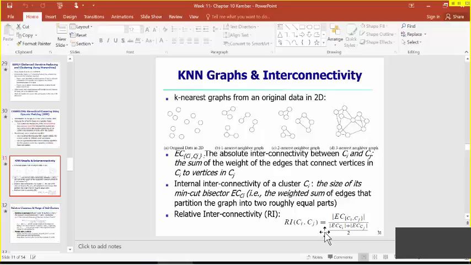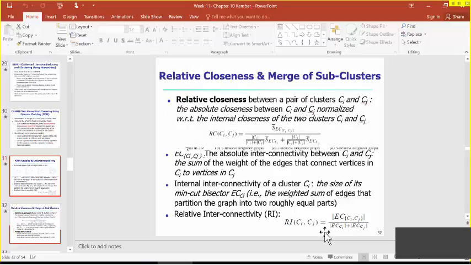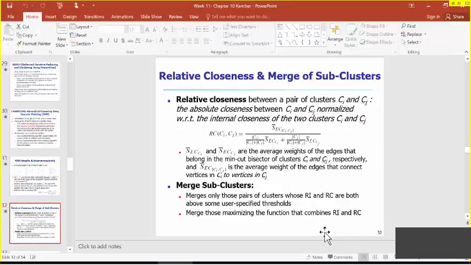Then we have k-nearest neighbor graphs and interconnectivity, and you can go through several expressions. Okay, so what is relative closeness? It is the closeness between a pair of clusters Ci and Cj, where the absolute closeness between Ci and Cj is normalized with respect to the internal closeness of the two clusters Ci and Cj, and the expression for this is given in the slide.